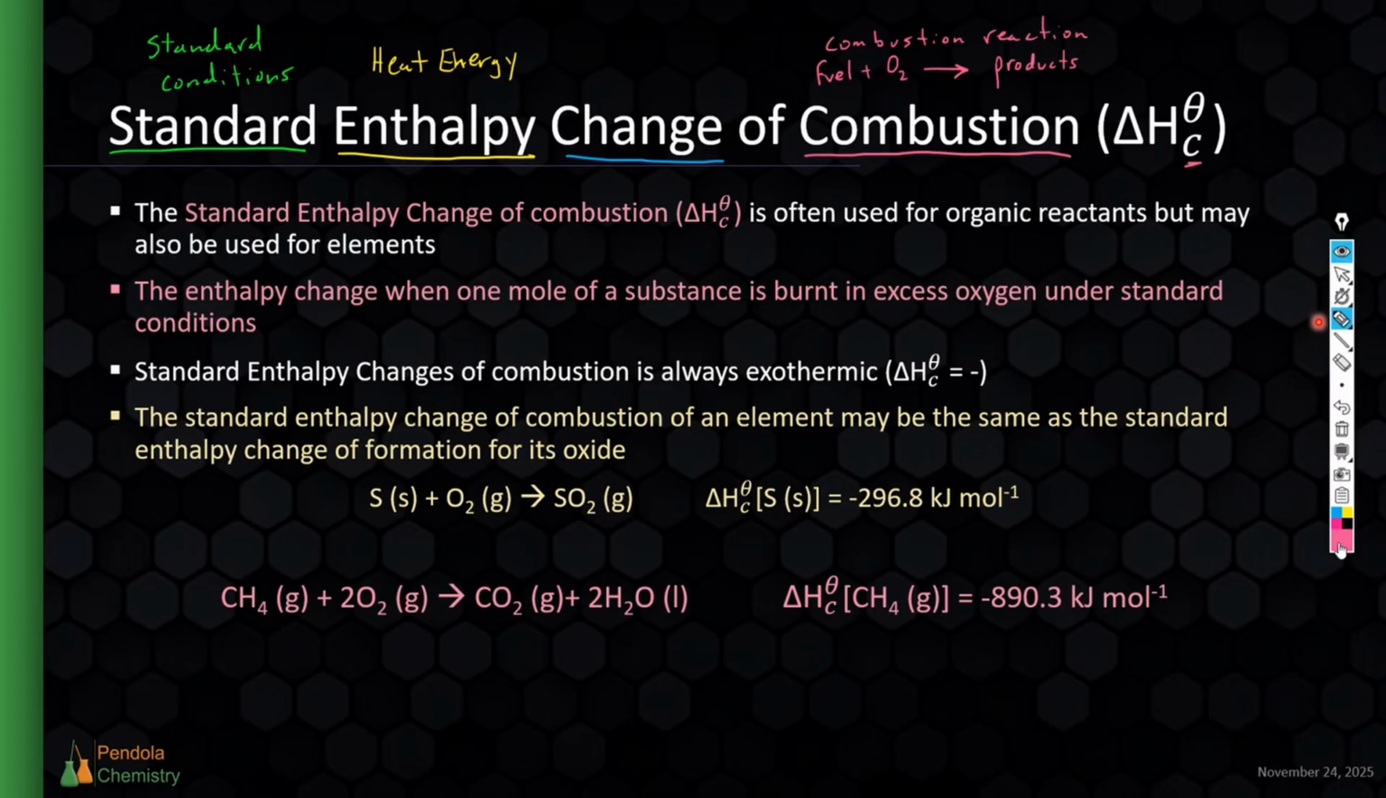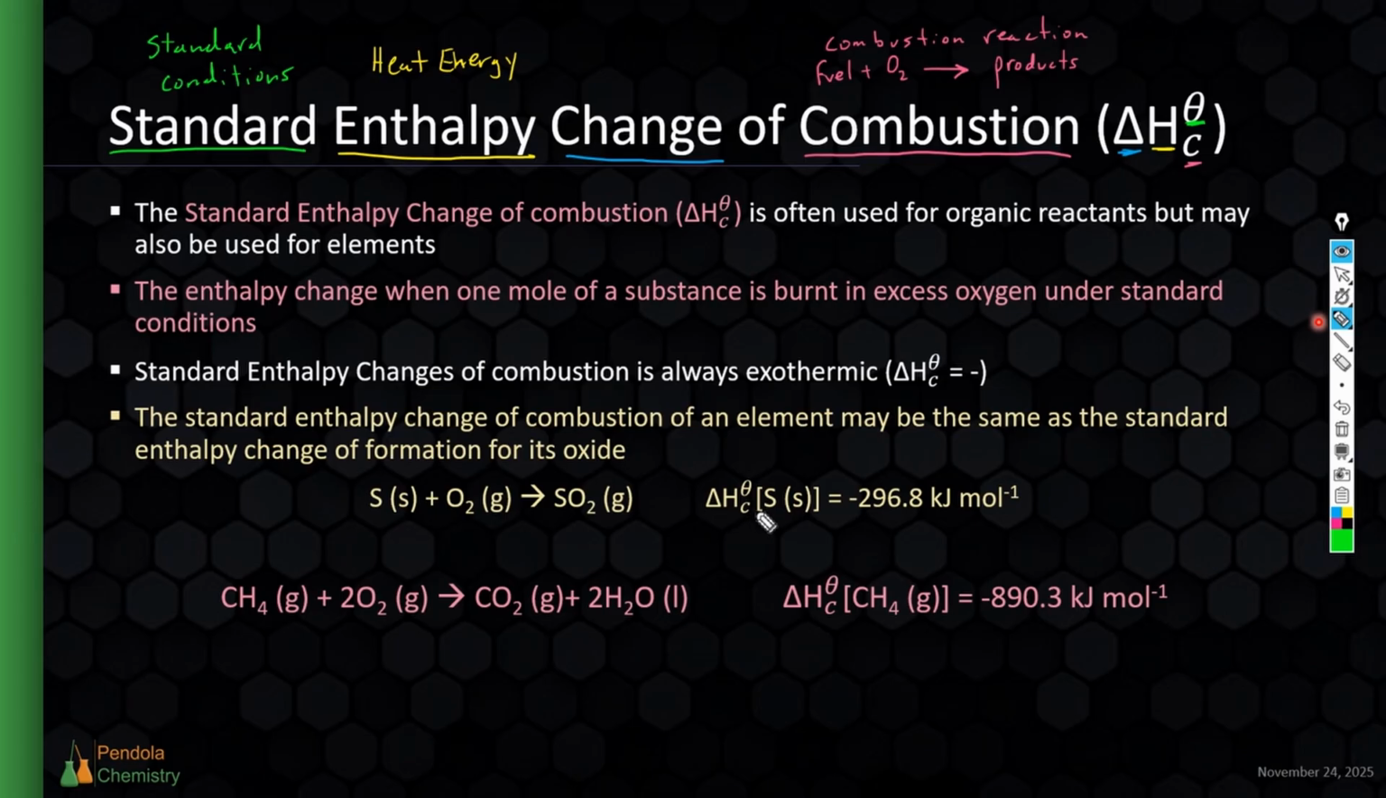C being the combustion, the delta or triangle being change, the enthalpy being H, and then standard being the standard symbol, that circle with a line. Now, this is often used for organic reactants, but can be used for elements combusting in oxygen to create things like sulfur dioxide and whatnot. What you will notice is that whenever we do this for an element, like sulfur reacting with O2 to create SO2, that's essentially the same as the standard enthalpy change of formation. So some of these enthalpy changes do have crossovers.